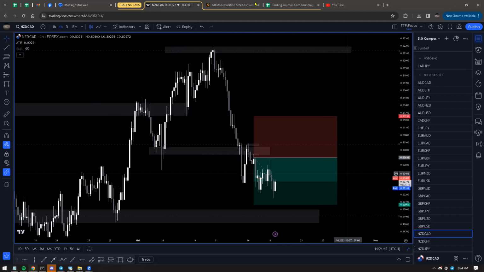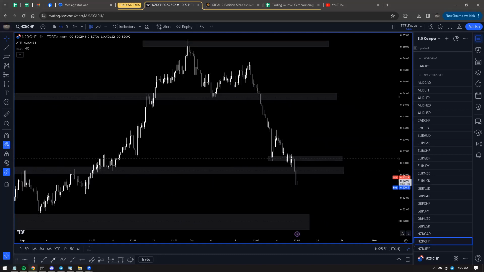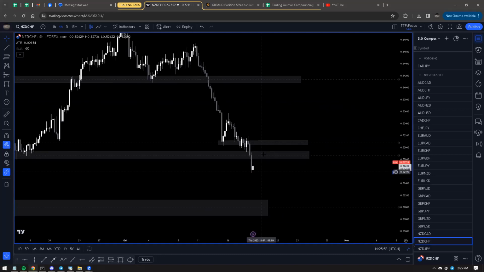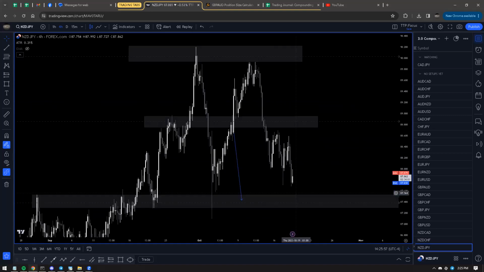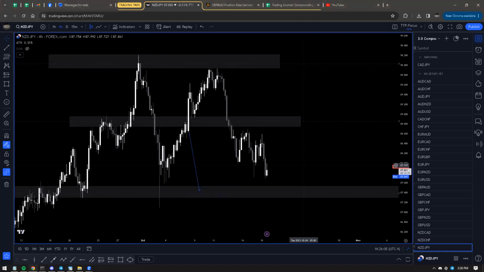NZDCAD, is that one of the trades? Waiting for price to come in here and then get a rejection. NZDJPY. Waiting for price to come down in this area here.